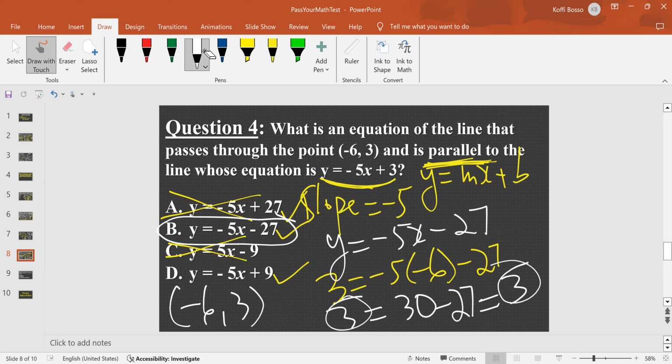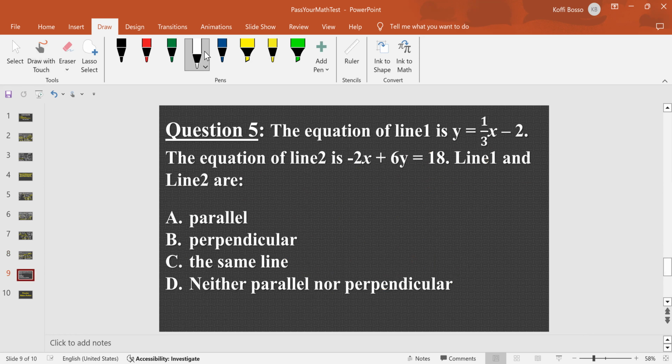Now let's see the last question for this video. Question 5. The equation of line 1 is y equals 1 over 3x minus 2. The equation of line 2 is negative 2x plus 6y equals 18. Line 1 and line 2 are: the same, parallel, perpendicular, the same line, neither parallel nor perpendicular.